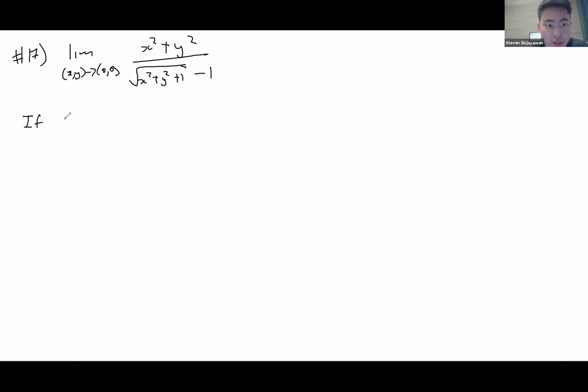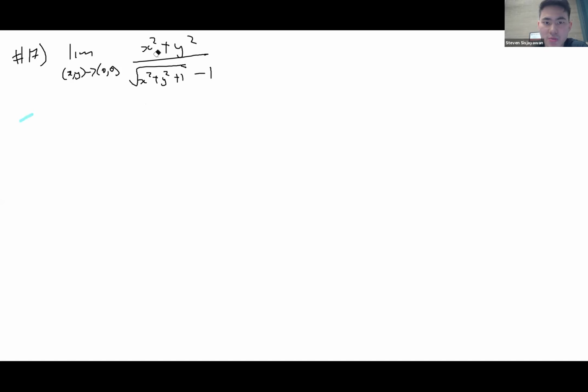I'll check along the x-axis, so y equals 0. I get x squared over the square root of x squared plus 1, minus 1. Can we simplify that? You're kind of stuck with 0 over square root 1. This wouldn't help you in this case. So what I would do in this question is simplify it first.